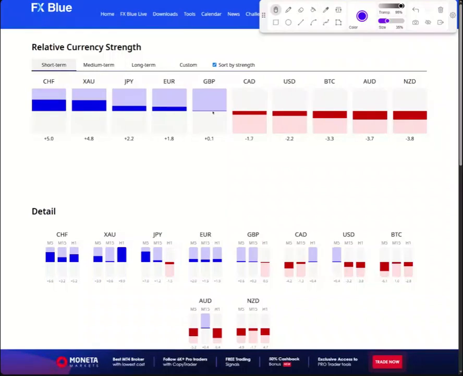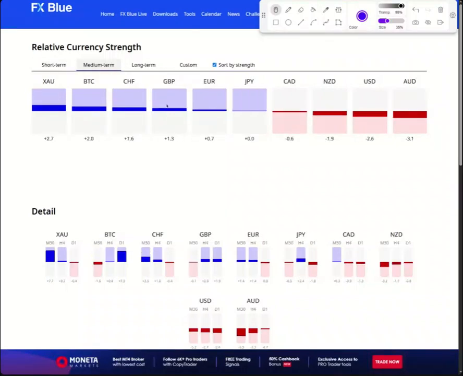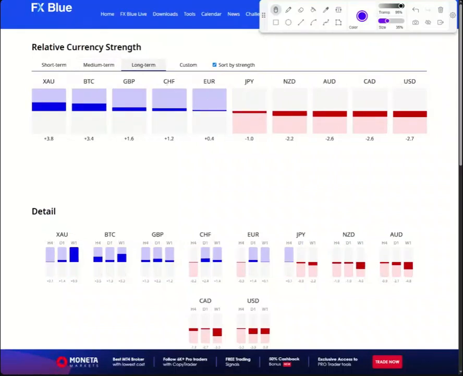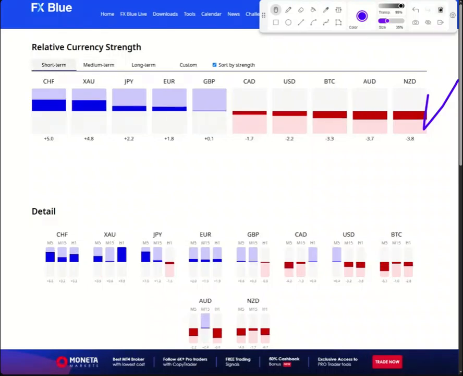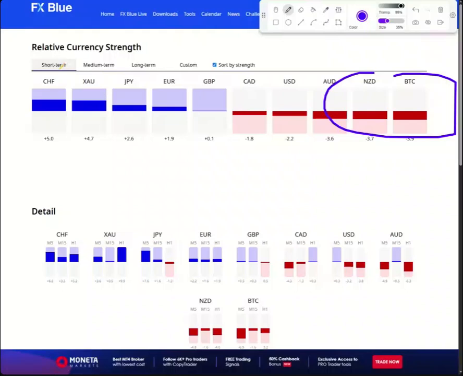Because on the short term you can see CHF is strong, but on the medium term CHF is third. On the long term you will find CHF is last. On the long term you can see USD is weak. But on the medium term USD is second last, AUD is weak. On the short term USD is weak. USD is actually fourth. You see. So the idea is never buy a weak currency and never sell a strong currency.